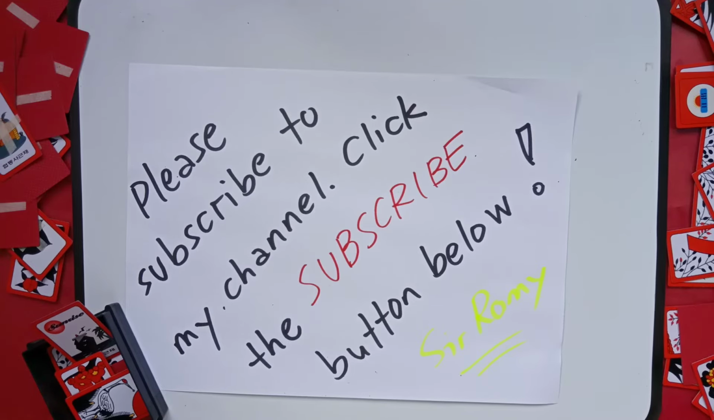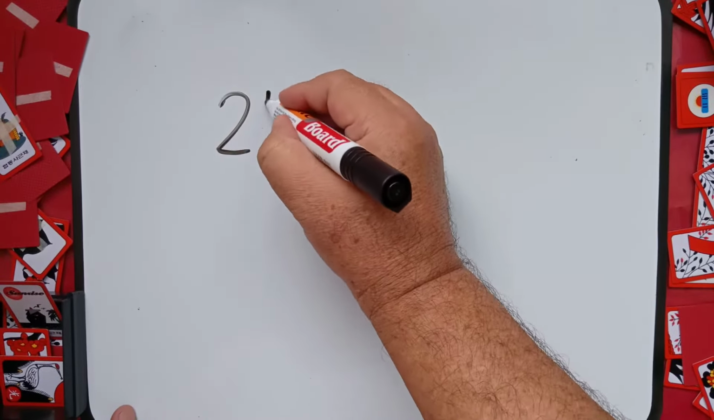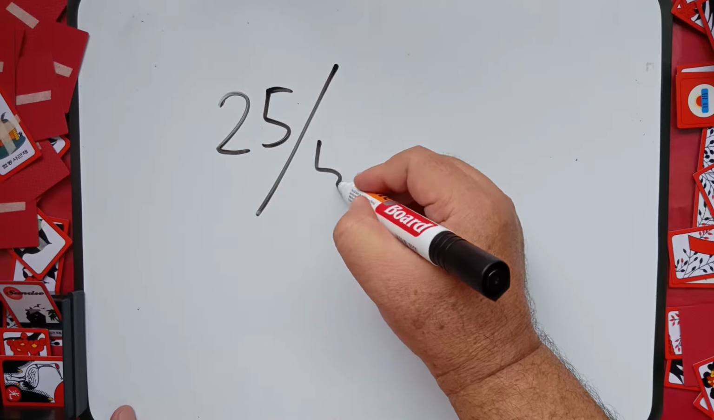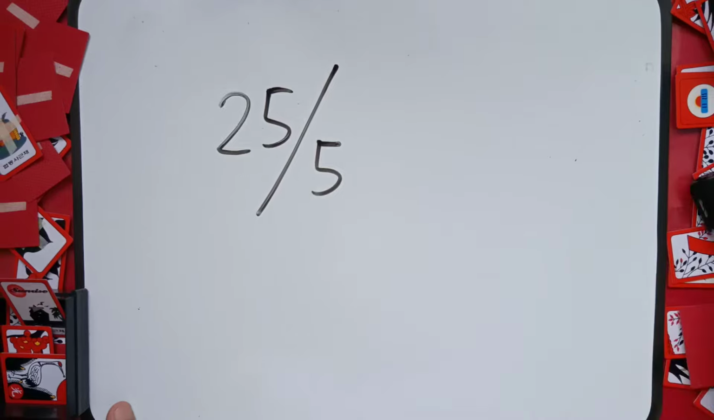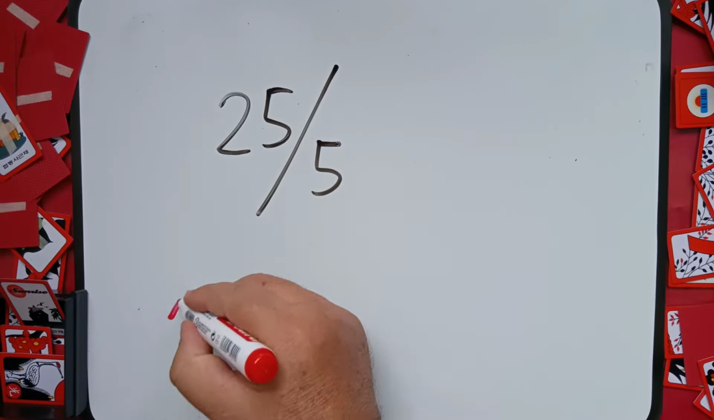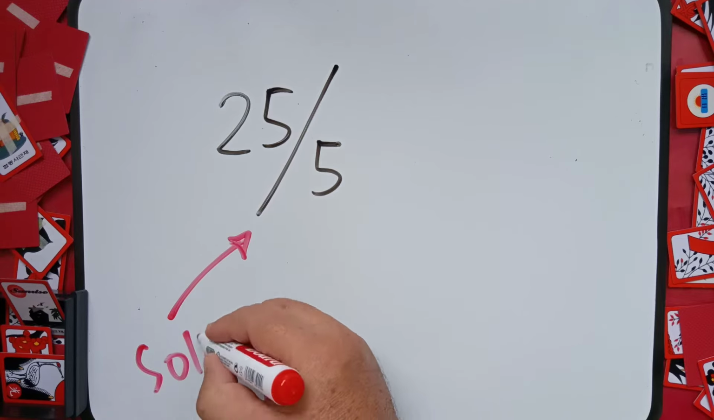Okay, I will teach you how to divide integers or signed numbers. 25 divided by 5. We use the slash. What do you call this slash? Okay, this is called solidus.